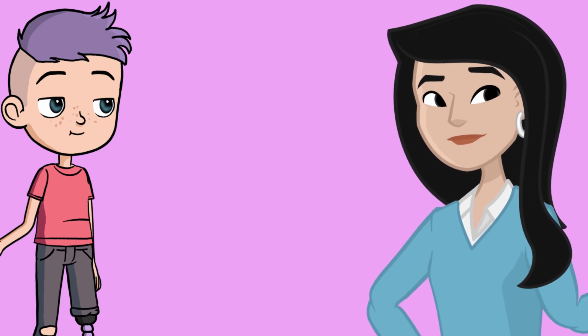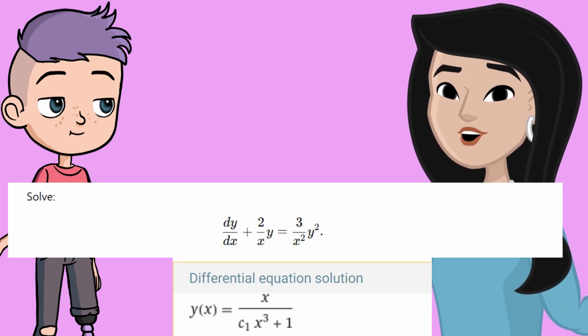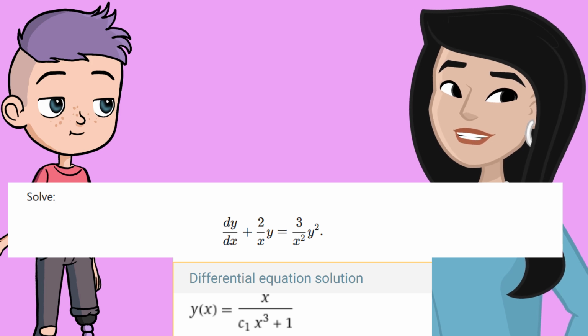Let's try a quick example. Solve dy/dx + (2/x) y = (3/x^2) y^2.